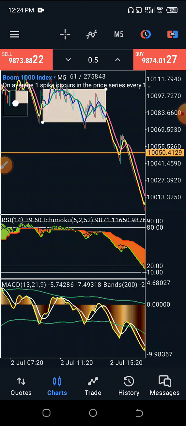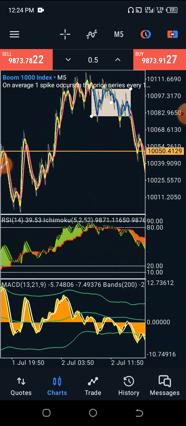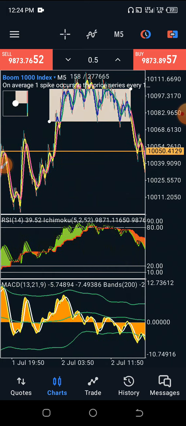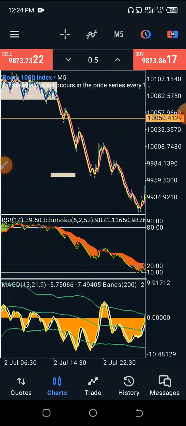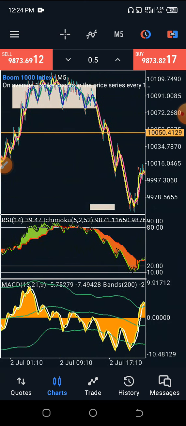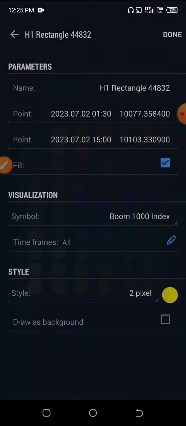Alright, this is what we'll have in this place. Now, your entry point will be based on your 5 minutes time frame and your 1 minute time frame. That is where you'll be placing your entry point, your 1 minute and your 5 minutes time frame. Because from what I just showed you now, let me change this to something that we can see.